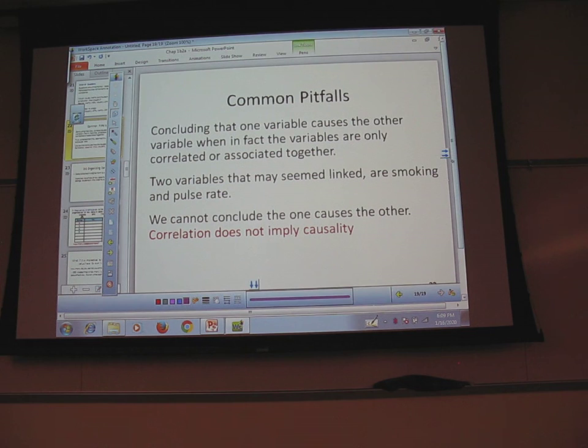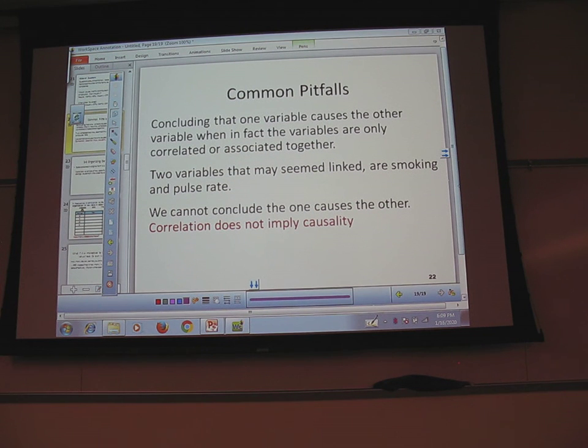Common pitfalls. This is a really good one. Stephen G., you didn't really read the other one, so go ahead and read this one. Concluding that one variable causes the other variable when in fact the variables are only correlated, or associated together. Two variables that may seem linked are smoking and pulse rate. We cannot conclude that one causes the other. Correlation is not causality. Right, so this is a really big one.